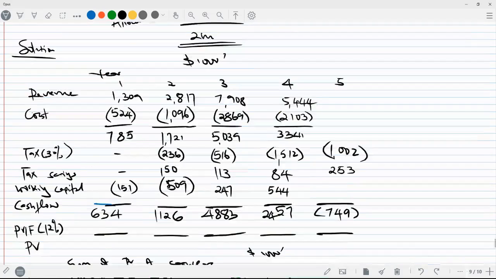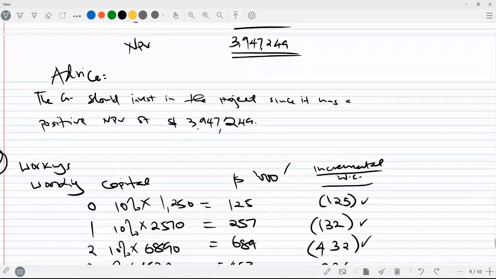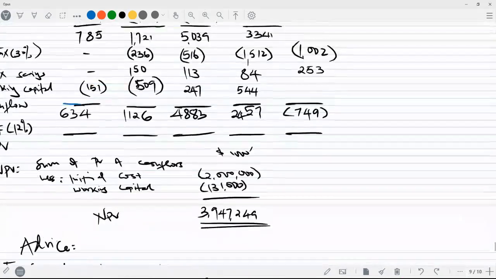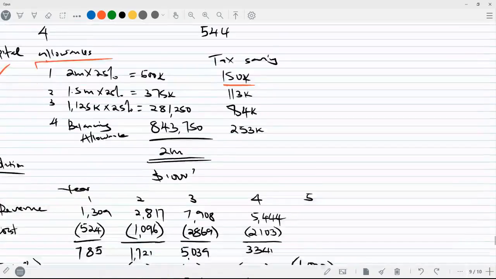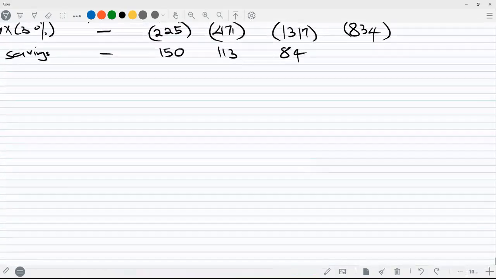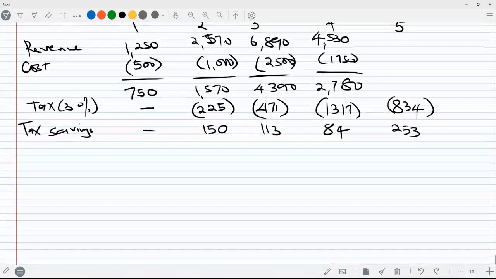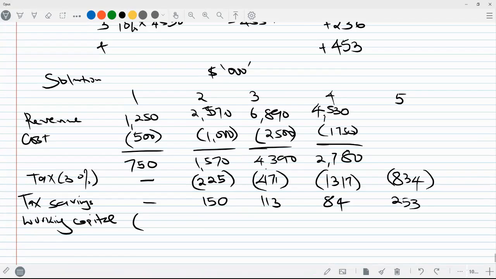So 150, 113, 84. So the saving for the first year is 150,000 cash inflow, then 113, 84. And first we have 253. Then you have working capital, the one we just did right now. Don't forget what matters is the incremental working capital, year one cash outflow.